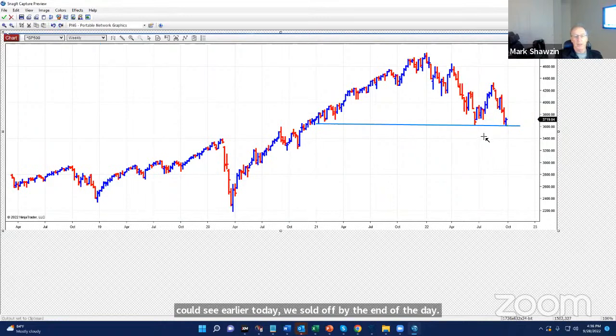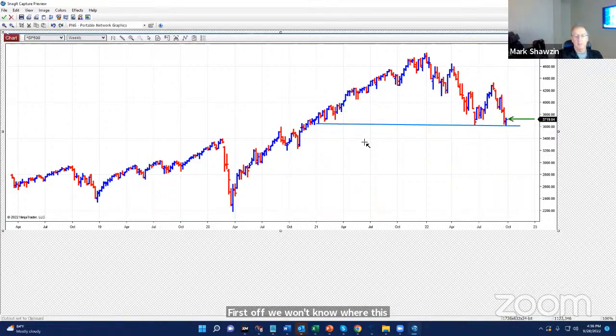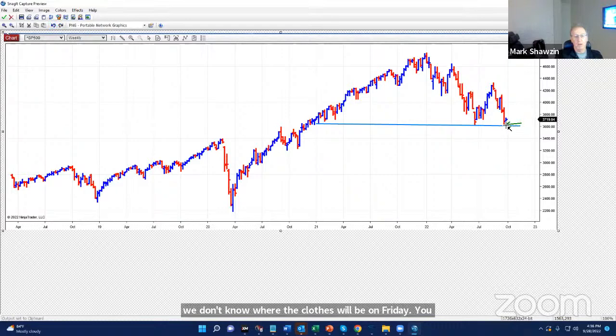Now, I would say look at the price action. You can't really look at all reversals in a vacuum. First off, we won't know where this bar closes until the close of the session on Friday. This is a weekly bar. So this is the high low, and we don't know where the close will be on Friday. It could close all the way back down here again. To me, the close of whatever time frame you're looking at is very, very important.